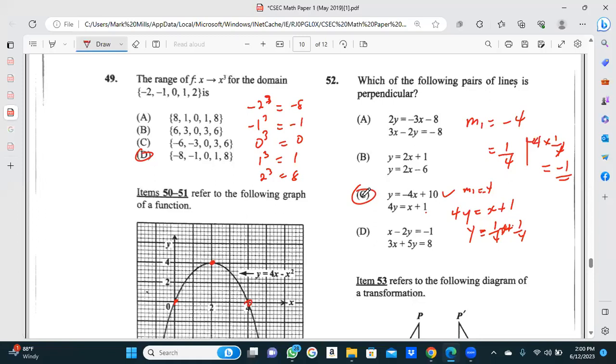The 2 gradients, when you multiply them, you get -1. That is the proof that they are perpendicular. All right? Okay.